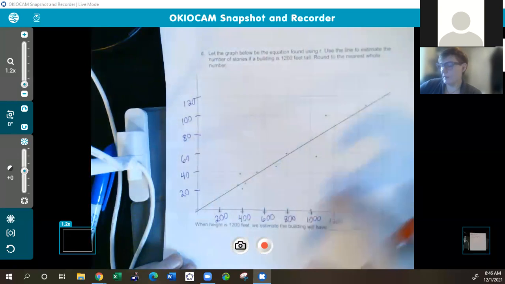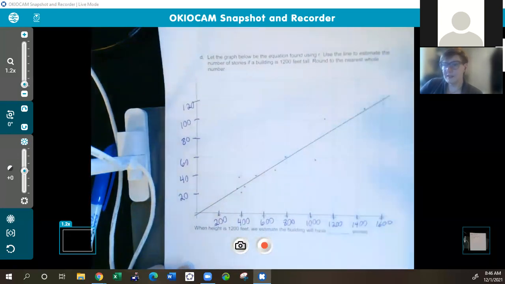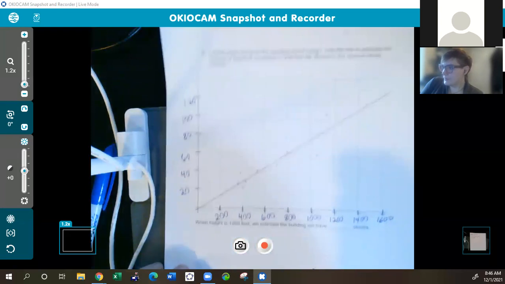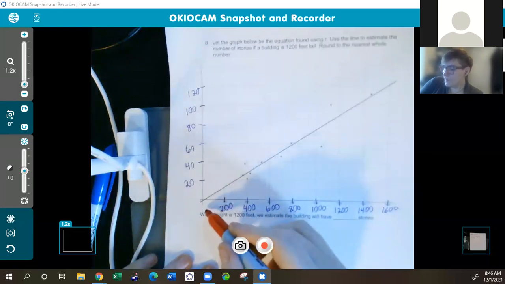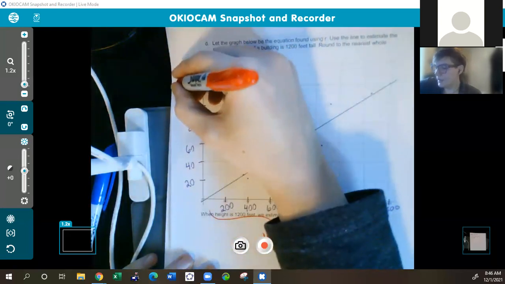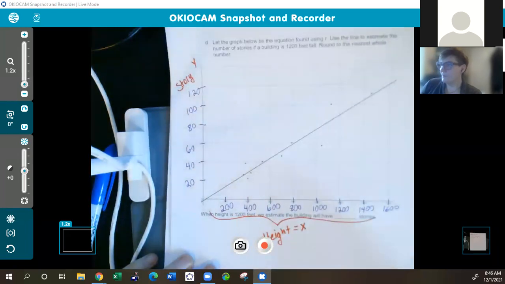All right, so I have a printout of the graph that we were working with. And I just want to analyze this graph before we get into solving the three questions that we had. So on this graph, what we have is the height of the building, which is our x, and we have the stories, which are our y value.